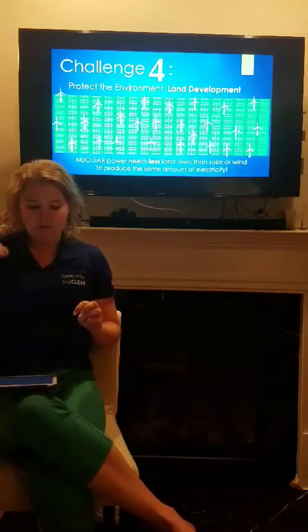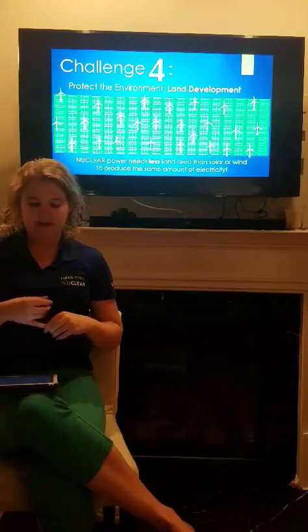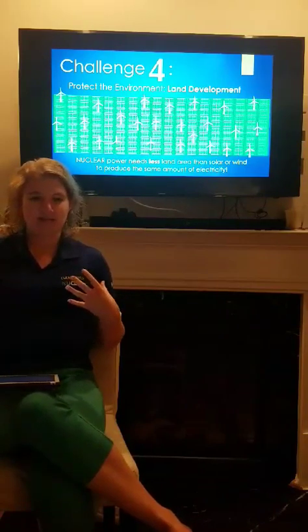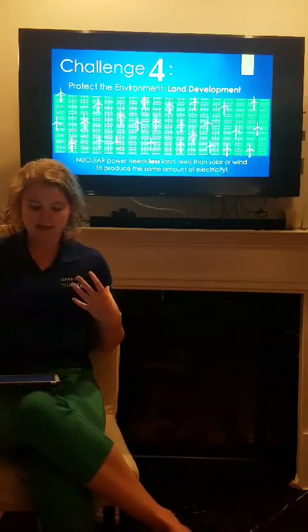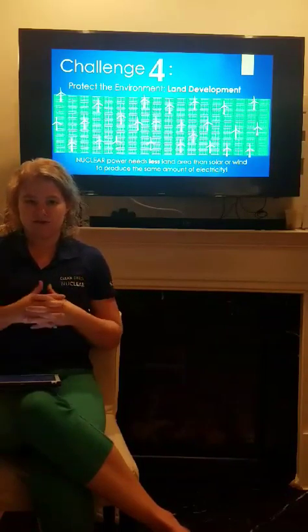So nuclear power needs way less land to provide electricity, and this means that there are fewer animal habitats being disrupted and fewer plants need to be removed, and less erosion and fewer groundwater problems.